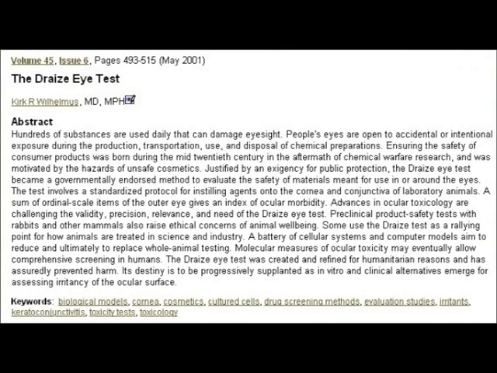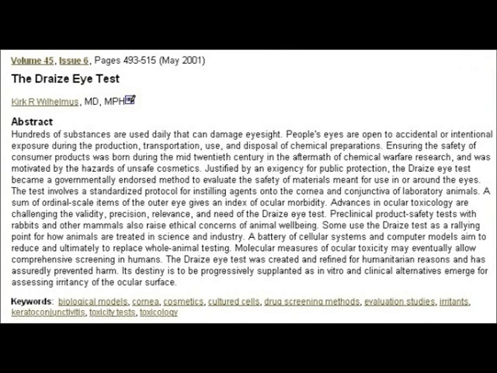Ensuring the safety of consumer products was born during the mid-20th century in the aftermath of chemical warfare research, and was motivated by the hazards of unsafe cosmetics. Justified by an exigency for public protection, the Draize Eye test became a governmentally endorsed method to evaluate the safety of materials meant for use in or around the eyes.